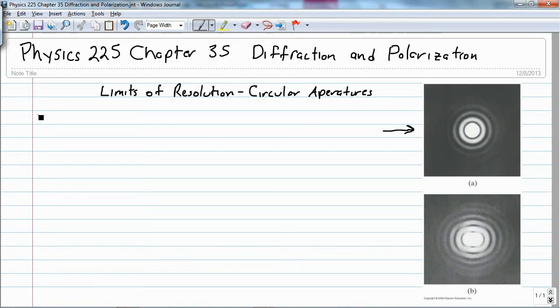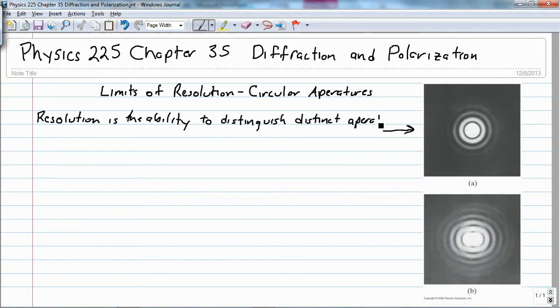And so resolution is the ability to distinguish distinct apertures. So we say that if it's got good resolution, we can tell how many apertures, or what's going on in the picture or the view.